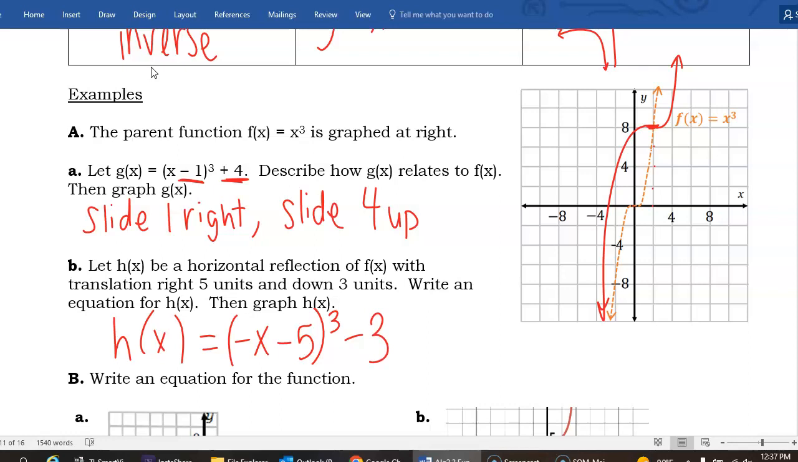So I need to go right 5. 1, 2, 3. Oh, we're going by 2s. My bad. I messed that up on the first one, didn't I? Okay. 2, 4, 5. So here's where my function is going to be centered. But because it's a horizontal reflection, we're going to flip it down moving forward and up moving backwards.